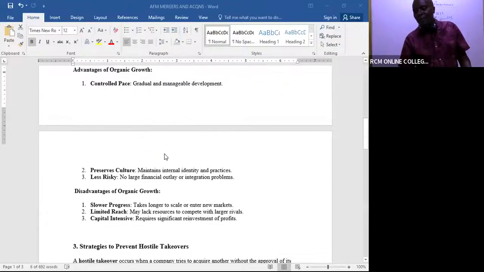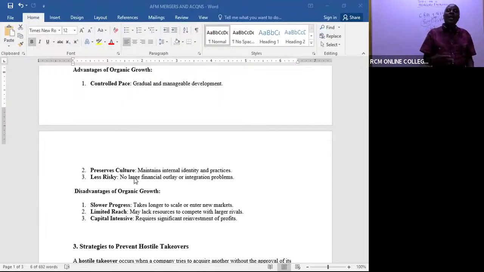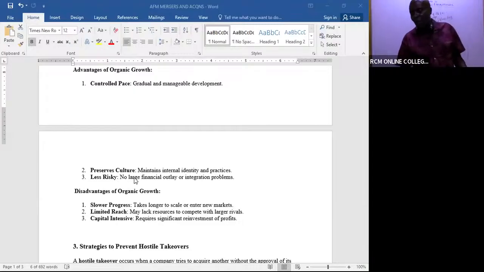All right. Preserves culture. So I'm grooming my own people. Some of the people that I work around, actually like 80% of the people that I work with at RCM, in this case here, have been my students before. So I know their capabilities. So it preserves culture, maintains internal identity and practices.